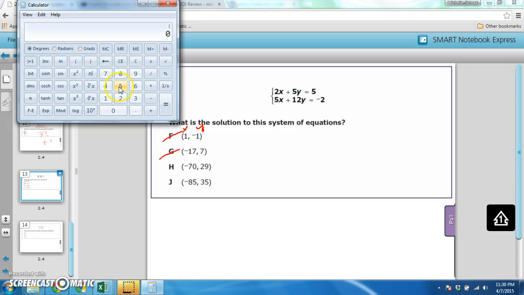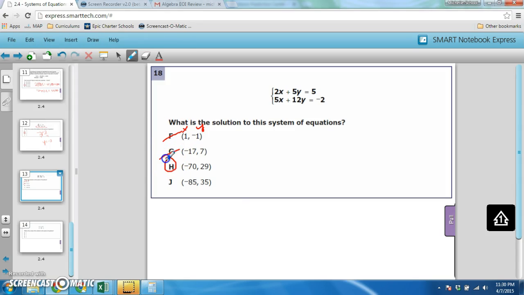Okay, next one is 5 times negative 70 plus 12 times 29. Negative 2. Perfect. Okay. So the answer is H. So that's simple. So it's actually even easier.